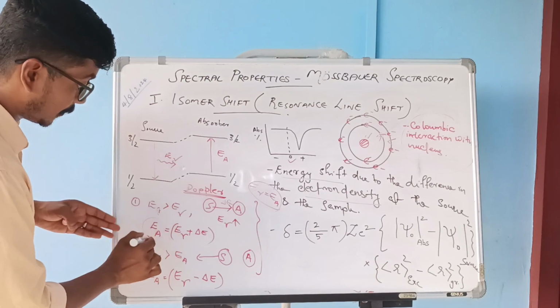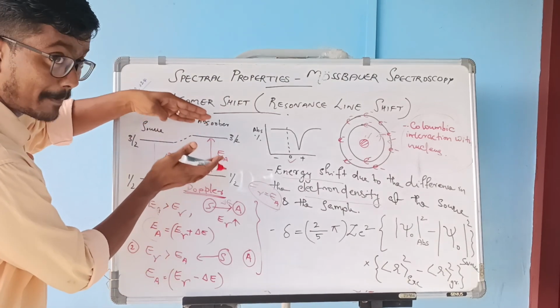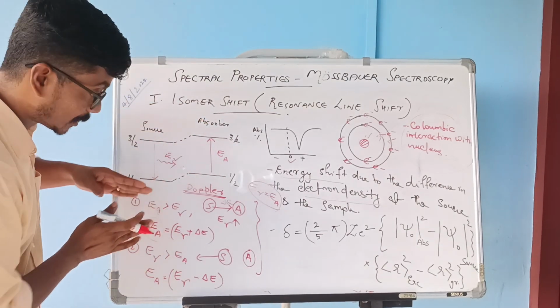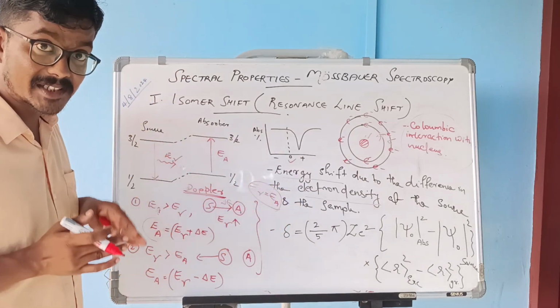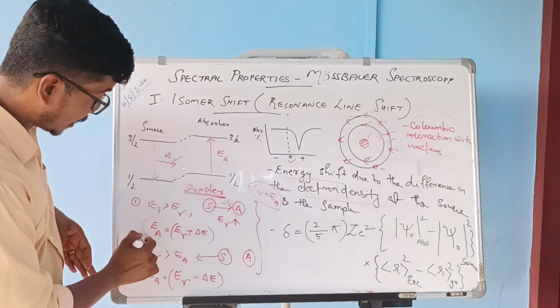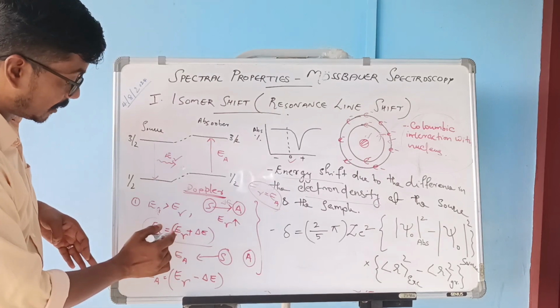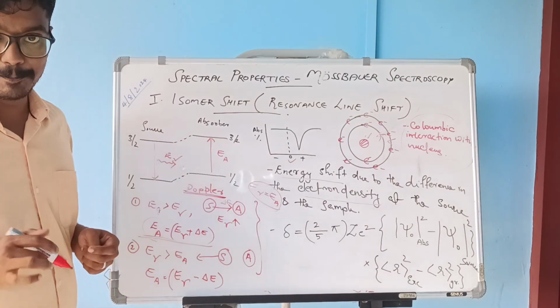So the energy of the absorber so as to match with the gap. The source moves towards the absorber to match the energy gap with the energy of the gamma radiation. So the actual absorber energy will be equal to E gamma plus delta E.